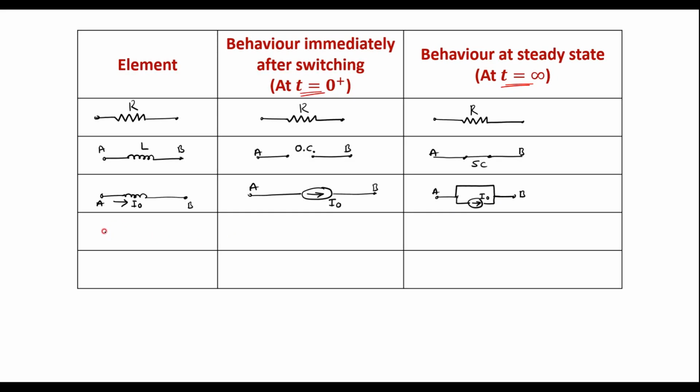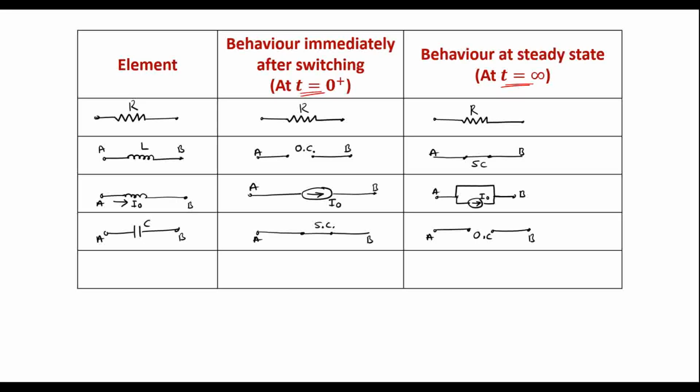Now let me consider a capacitor. Assume that the capacitor is connected between terminals A and B. So the behavior of the capacitor at the switching operation, that is at t equal to 0 plus, the capacitor acts like a short circuit, which can be shown as a short circuit between terminals A and B. Similarly, at t equal to infinity, the capacitor acts like an open circuit. This is A and this is B.